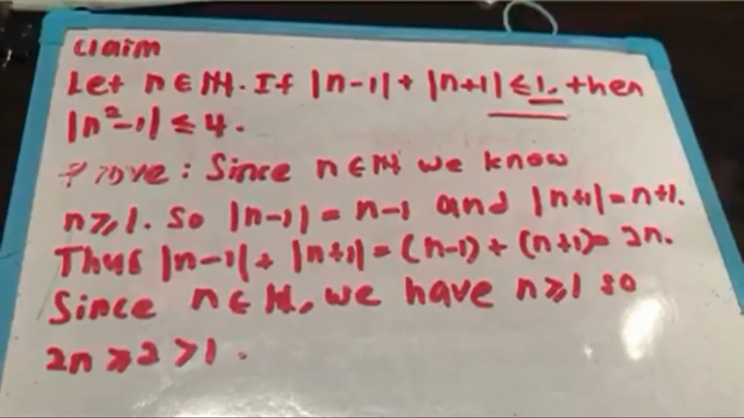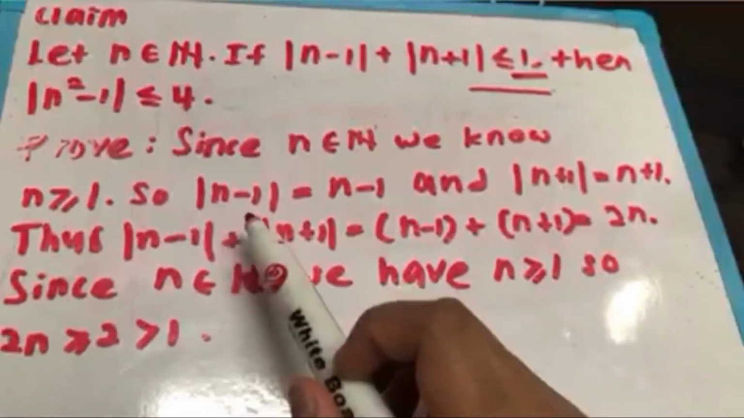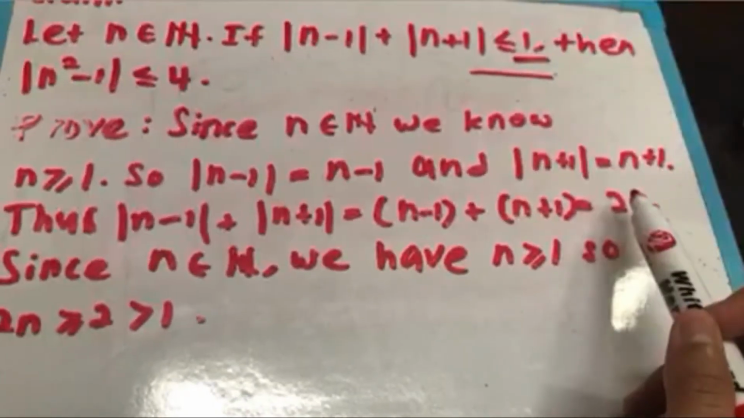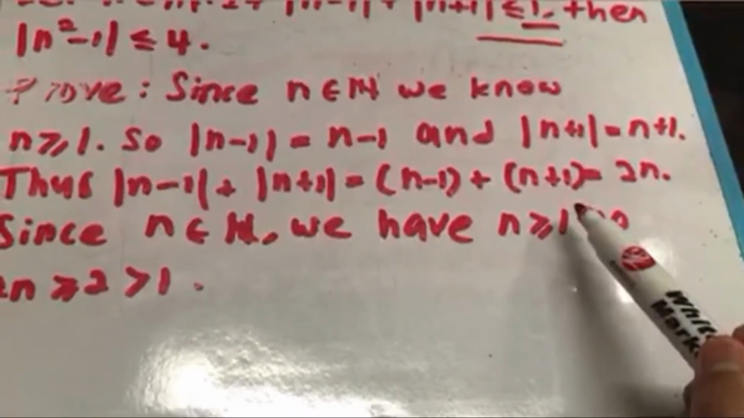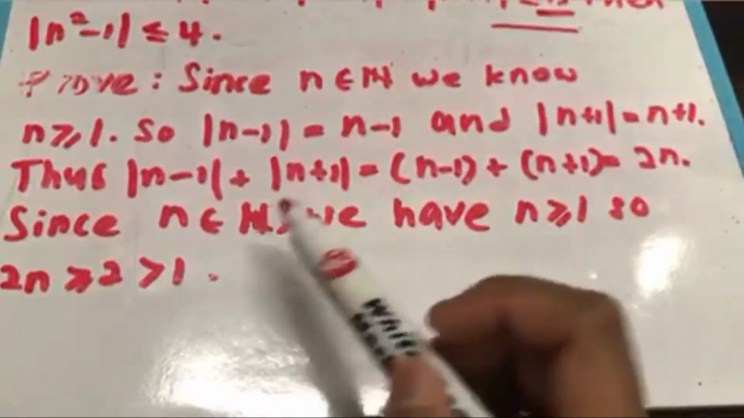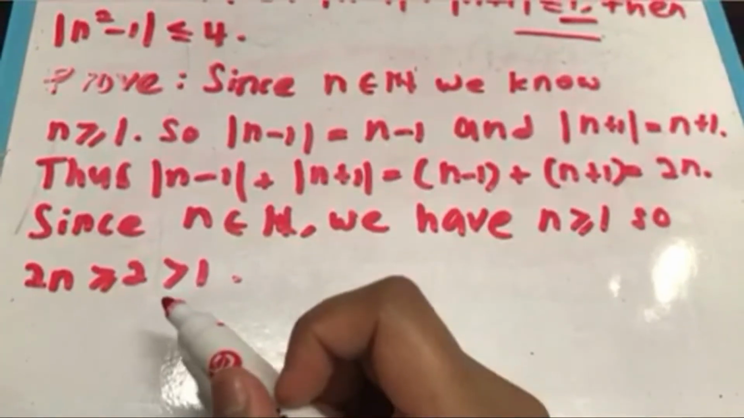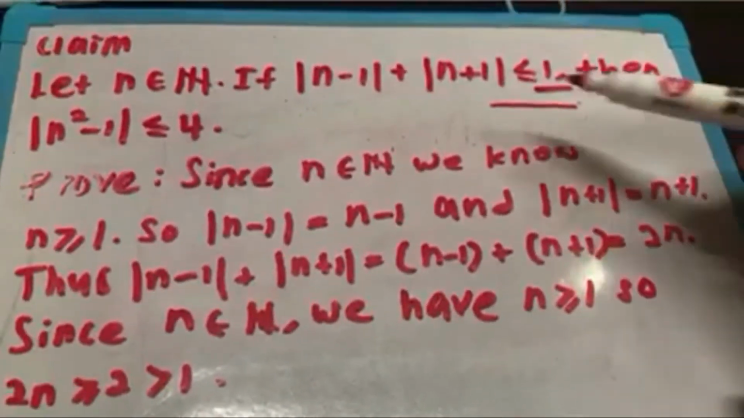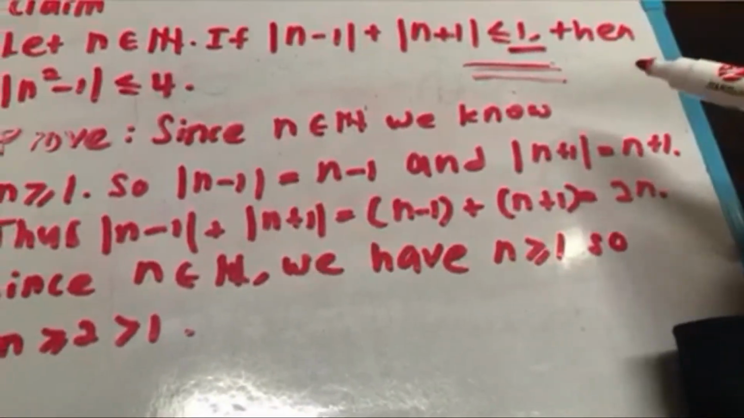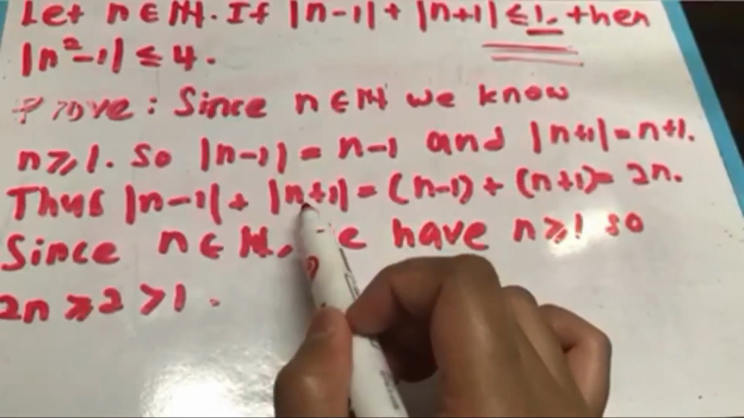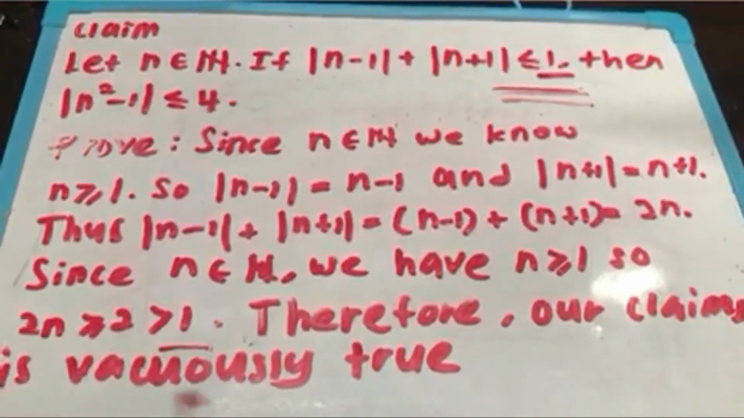So now we want to show this is a vacuous proof. Since n is a natural number, we know that n is larger than or equal to 1. So absolute value of n minus 1 is equal to n minus 1, and absolute value of n plus 1 is equal to n plus 1. Thus, absolute value of n minus 1 plus absolute value of n plus 1 is equal to n minus 1 plus n plus 1, which is equal to 2n. Since n is larger than or equal to 1, 2n is larger than or equal to 2, and it's strictly larger than 1. So the first claim says the sum is less than or equal to 1, but just now we showed that it is actually larger than 1. So we can say that therefore our claim is vacuously true.